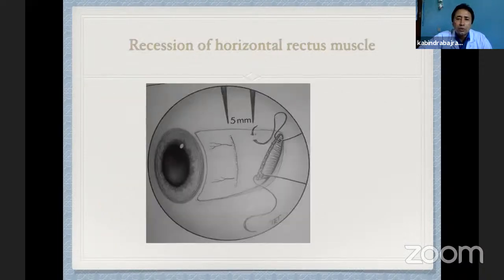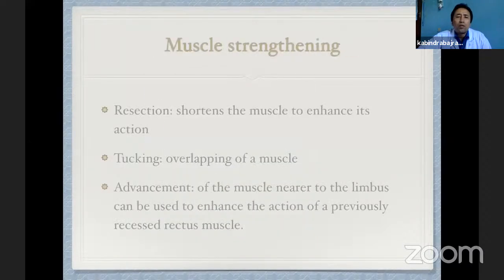This picture is showing the insertion part. The muscle has been disinserted, and again it has been sutured 5 millimeters behind the insertion site. So this is recession. Muscle strengthening is resection, where a part of the muscle is sacrificed. Also, tucking is a strengthening procedure where the same muscle is overlapped. For example, in case of superior oblique palsy, tucking of the superior oblique muscle can be done. Advancement is done after previous surgery. If we have to bring the muscle towards the insertion site, at that time this procedure is called advancement.